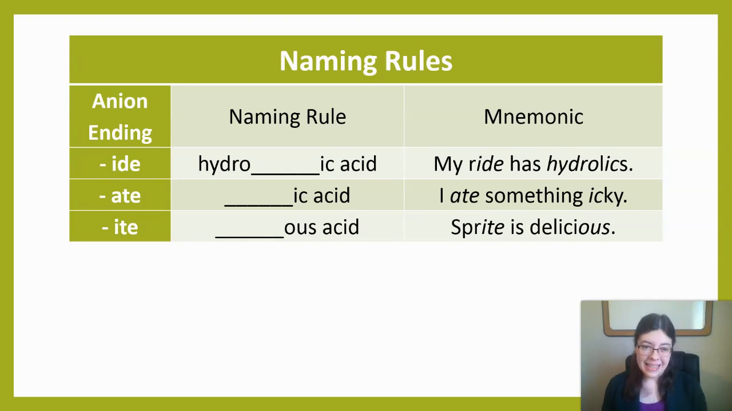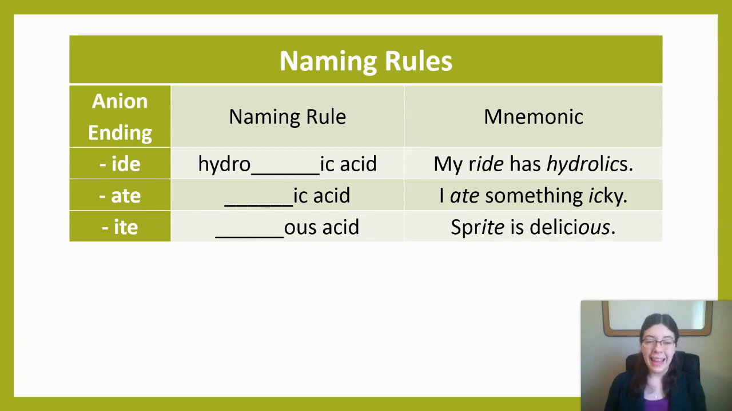Anything that ends in ate, for the anion, is going to have the stem of it and then ic acid. And the mnemonic for this is I ate something icky. So an example of this, if we have the nitrate ion, then it would be nitric acid.